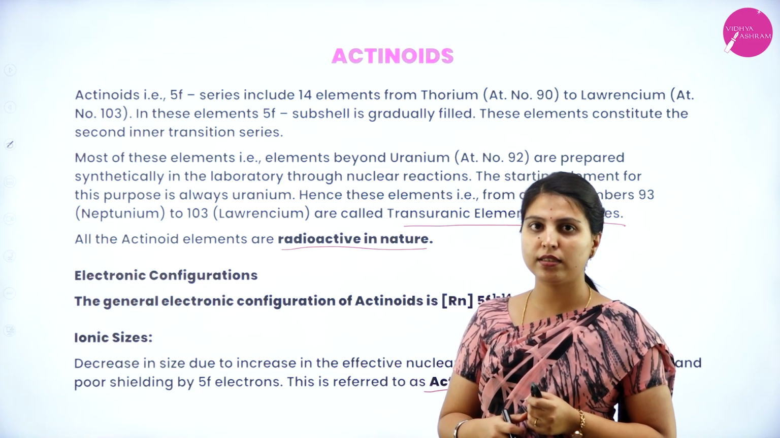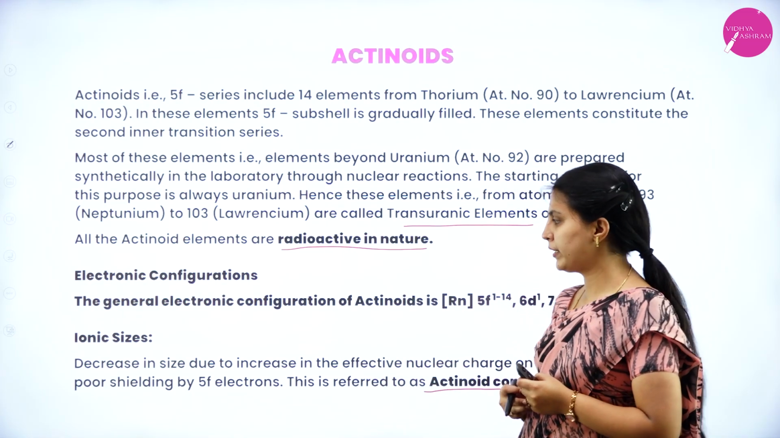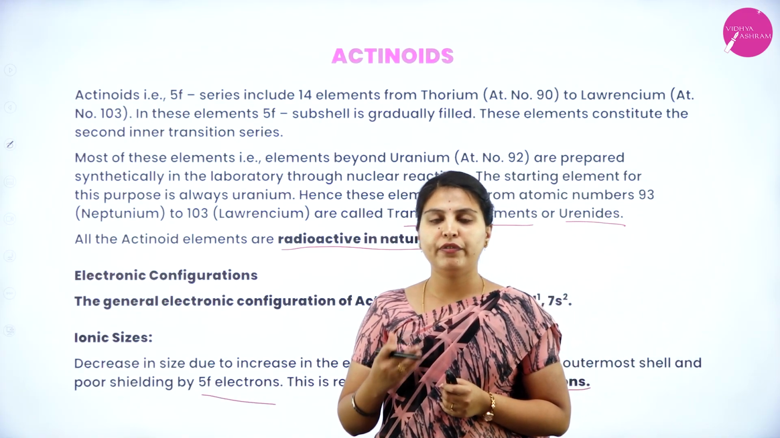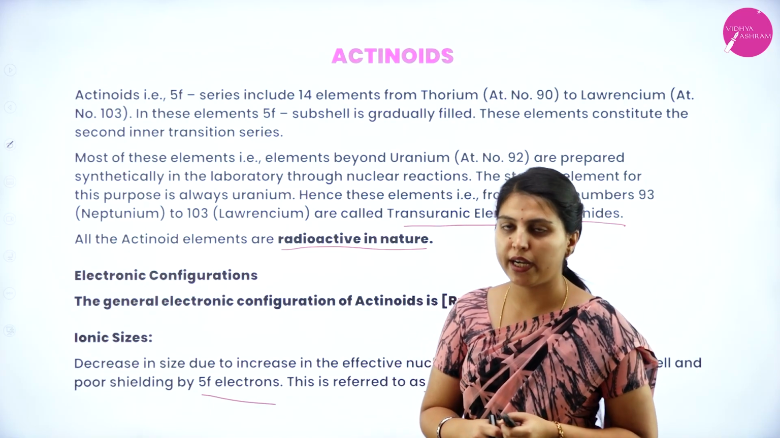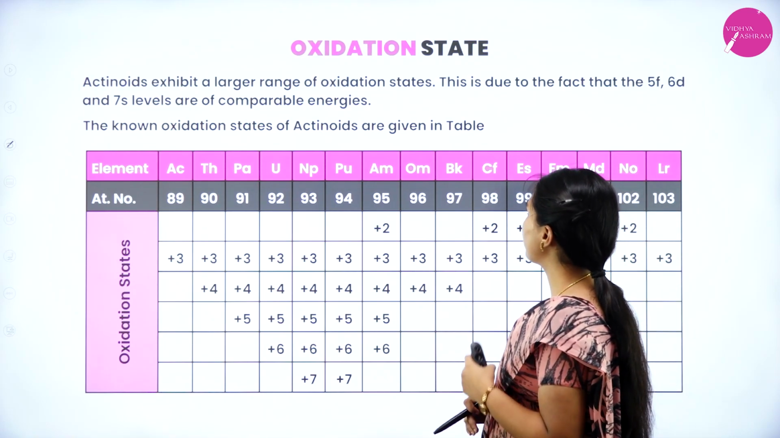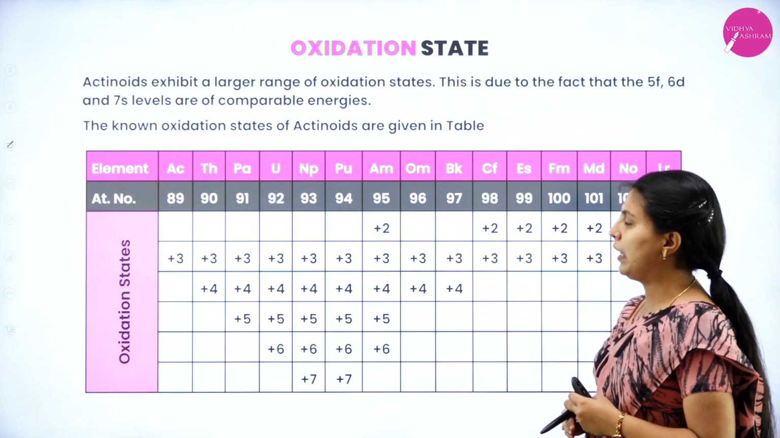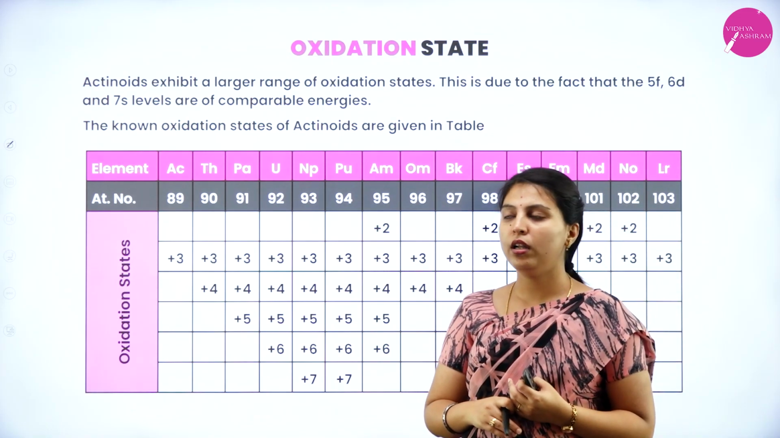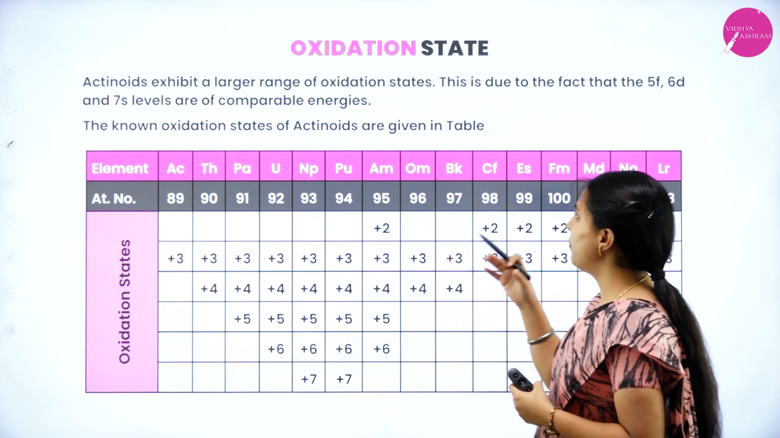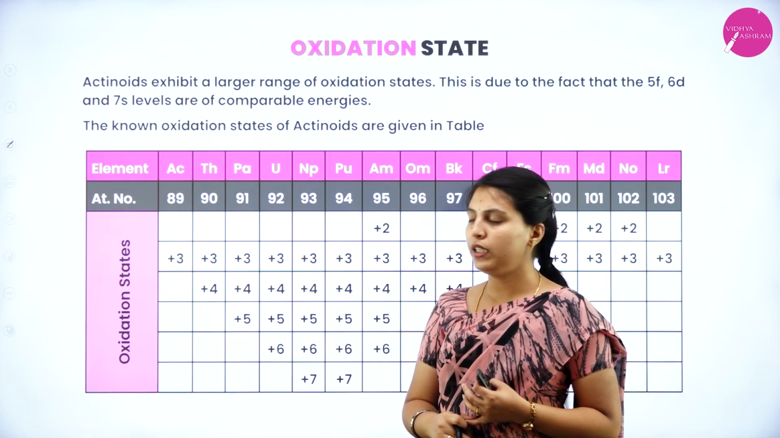As the atomic number increases, the size of the atom decreases and the ionic radii decrease due to the poor shielding by 5f electrons. That effect is termed actinoid contraction. Next, oxidation state. Actinoids exhibit a larger range of oxidation states. This is due to the fact that the 5f, 6d and 7s levels are of comparable energy. Here you can observe the large range of oxidation states due to the comparable energies of the 6d, 5f and 7s levels.